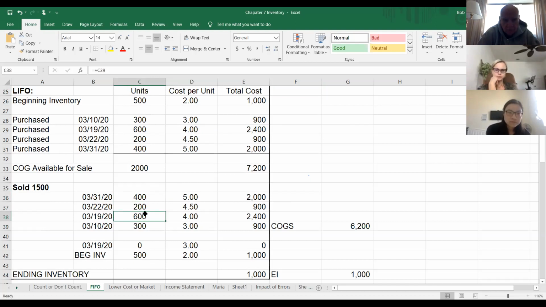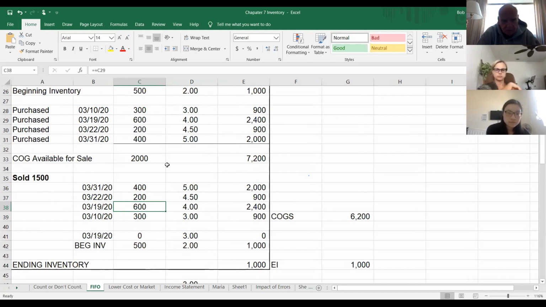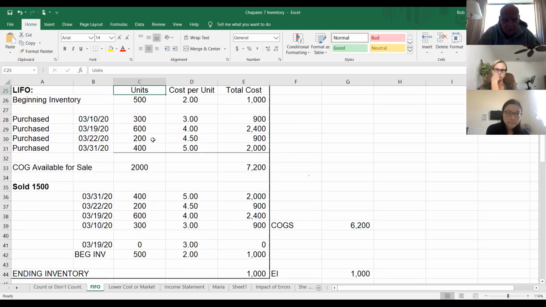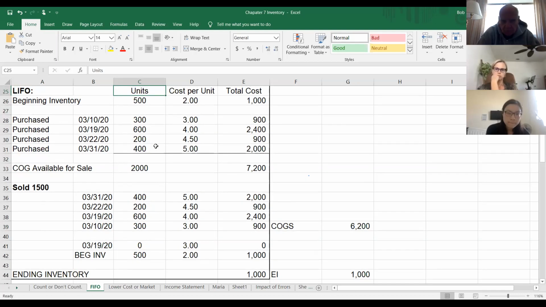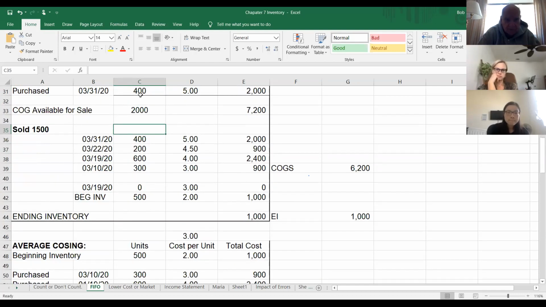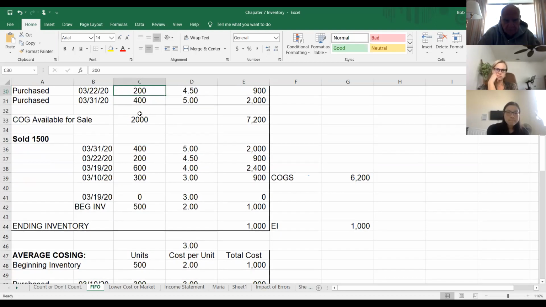Yeah. So under last in, first out, the assumption is we sold the most recent item. Of course, that's probably not true, but this is just an accounting convention. Last in, first out. The most recent one is last in. We sold 4 plus 2 is 6 and 6. And then we needed some from this layer here. Okay.